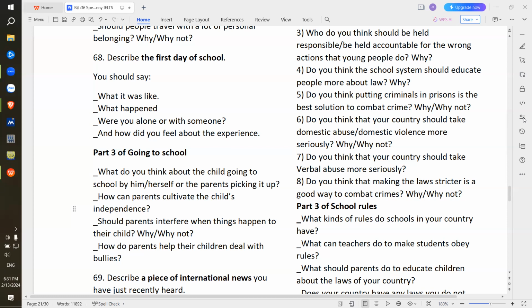Okay, well then, so how do parents help their children deal with bullies then? It has always been a hot topic, you know, luôn là chủ đề nóng luôn á, cái chuyện bullies á. Yeah, I think so.